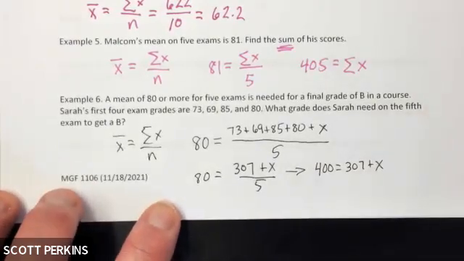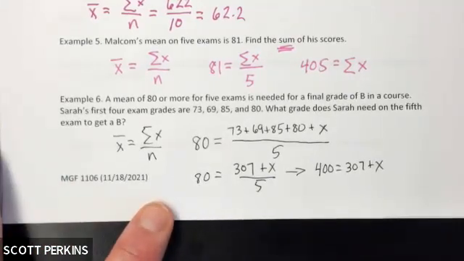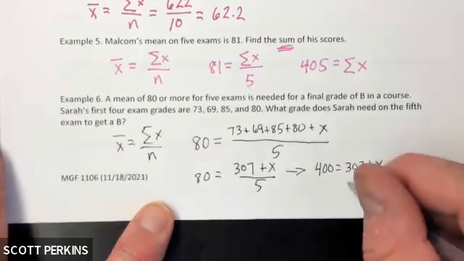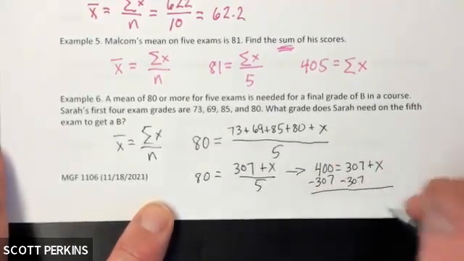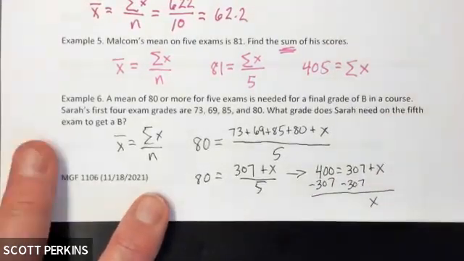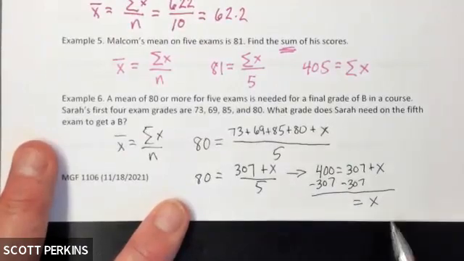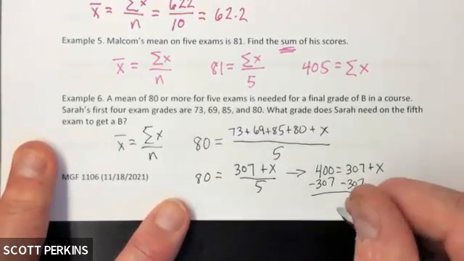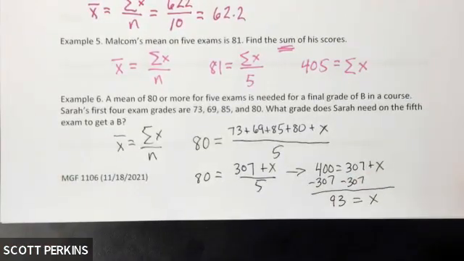And now I have one more thing to do, and we can tell Sarah what she needs to get on this last test to make her B. And what is that last thing I need to do? Perfection. Great job. So that means X, or whatever letter you used, or box, or whatever symbol for the unknown item you used, that last test has to be equal to 93. She needs to get 93 on that.